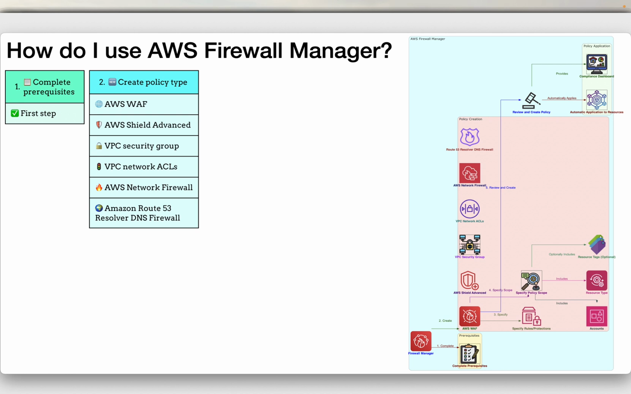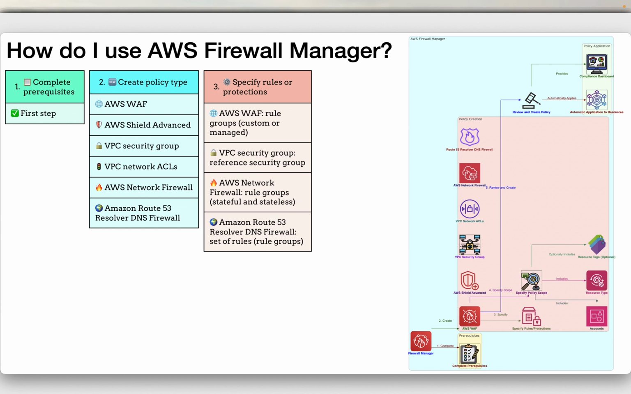Second, you create a policy type for one of the products. So it can be AWS WAF, AWS Shield Advanced, VPC Security Group, VPC Network ACLs, AWS Network Firewall, or Amazon Route 53 Resolver DNS Firewall. So you create a policy type targeting one of the products.